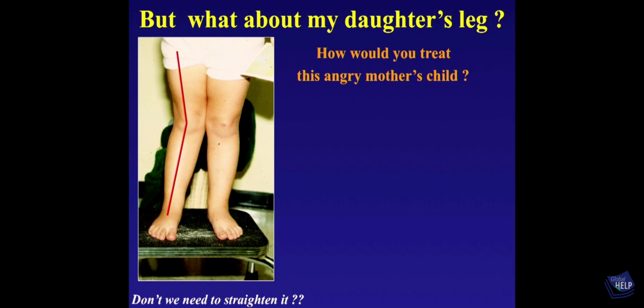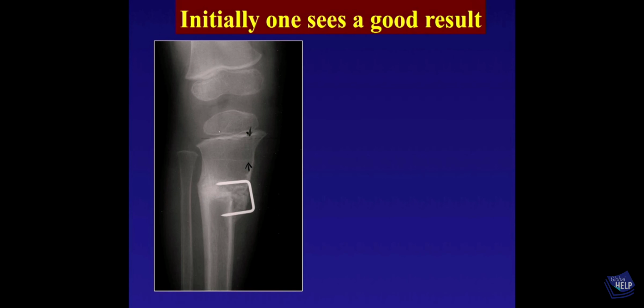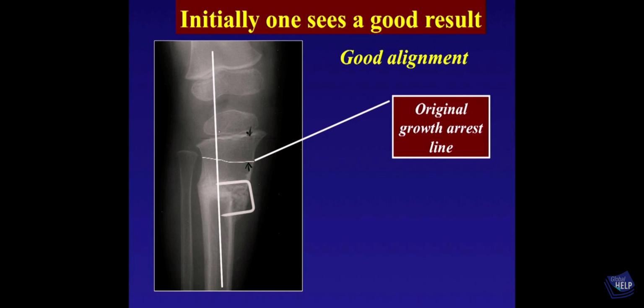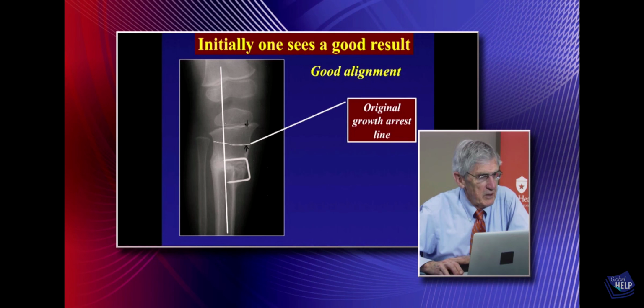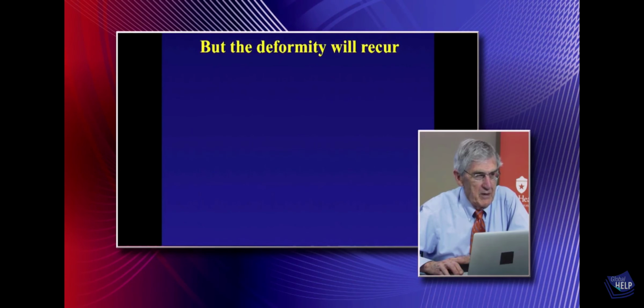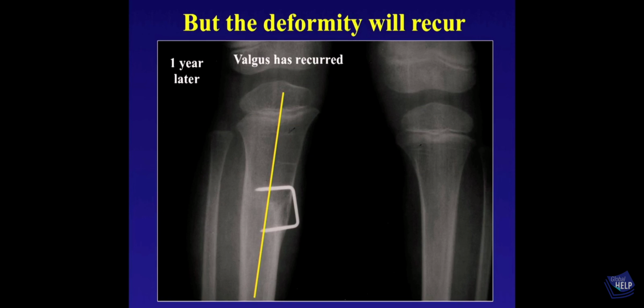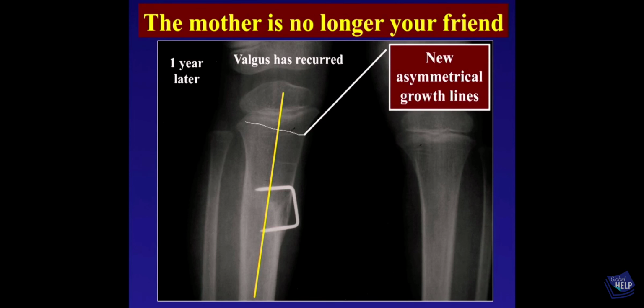And so to placate her, you did a medial closing wedge proximal tibial osteotomy. And so you get a beautiful result. It's straight. Regional growth arrest lines. Notice that there's asymmetry in the growth here. We'll discuss it in another lecture, that this fracture has this unique asymmetry healing process. And so the mother here is very happy because it's straight. And she says, you're wonderful. The leg is now straight. But there's nothing any more handling than long term. He comes back a year later, and the valgus has recurred, and the mother is no longer your friend.